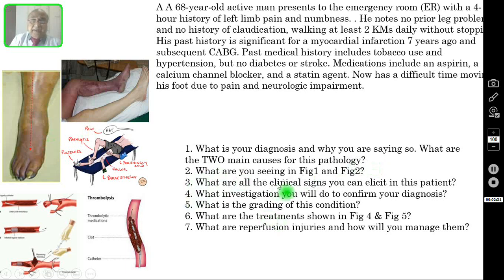Question number 3, what are all the clinical signs you can elicit in this patient? Question number 4, what investigation will you do to confirm your diagnosis? Question number 5, what is the grading of this condition? Question number 6, what are the treatments shown in figure 4 and figure 5? Question number 7, what are reperfusion injuries and how will you manage them?